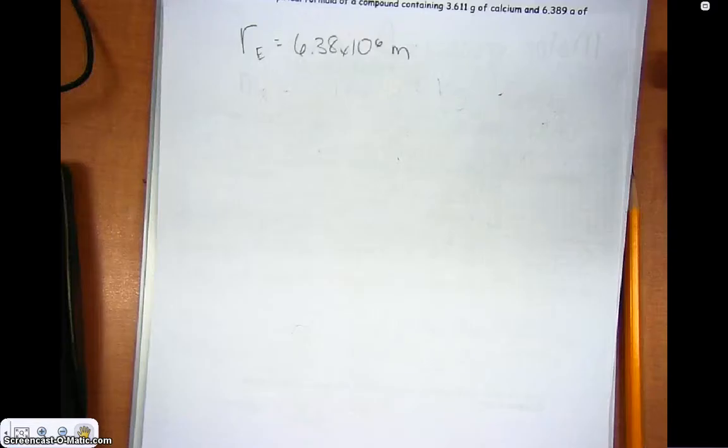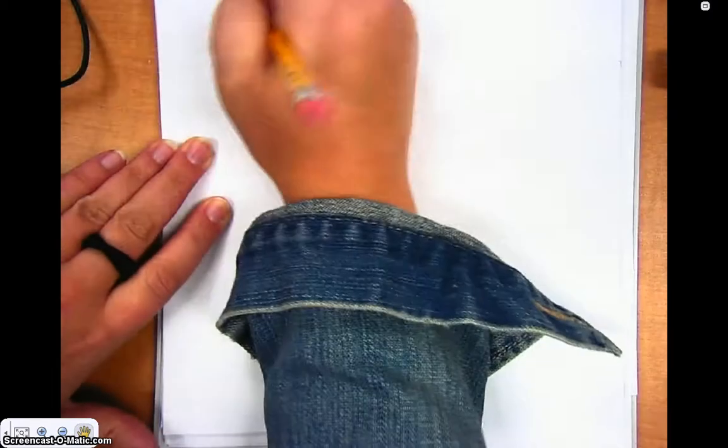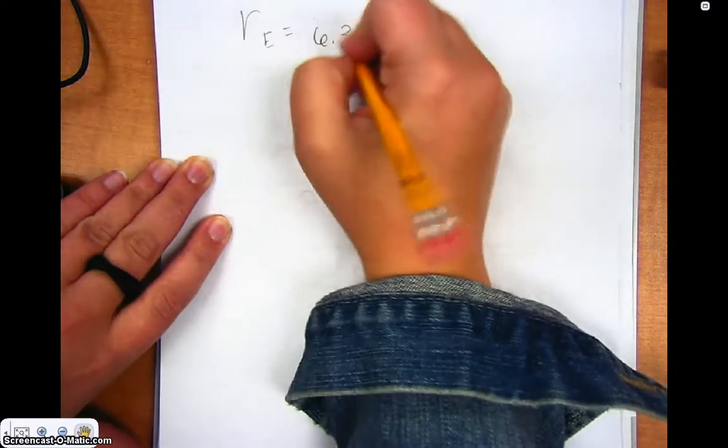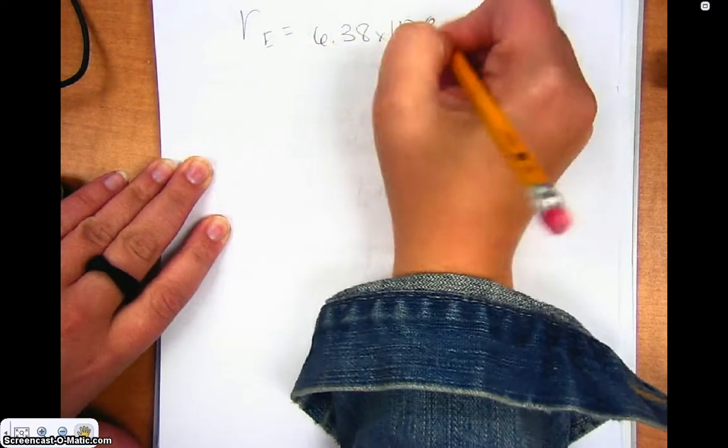Okay, and we know the radius of the Earth because, back in like 300 BC, I think it was the first time we figured out the radius of the Earth. Somebody actually believed the Earth was round, and they just used light, shadows, and circular math to figure out that the Earth had a radius equal to 6.38 times 10 to the 6th meters.